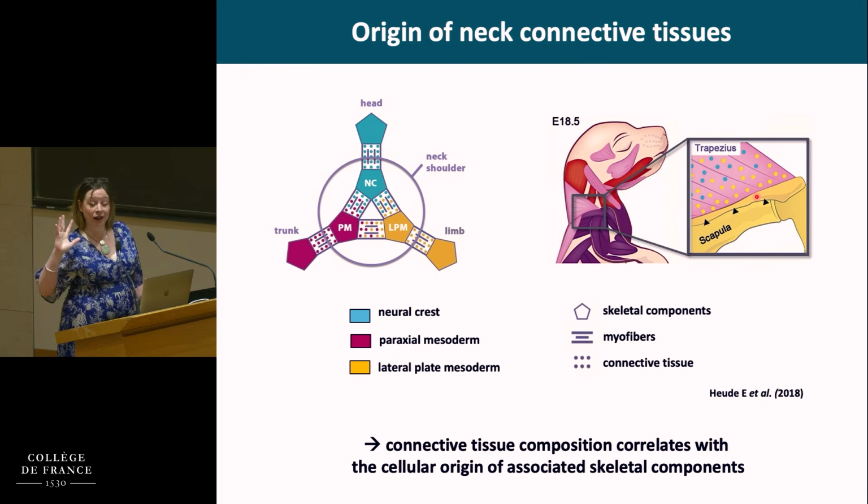And while when you go anteriorly, when it connects to the head, it is almost exclusively derived from the neural crest cells. So from this data, we had a clear view of the cellular and embryonic origins of the different components of the neck in mammals.